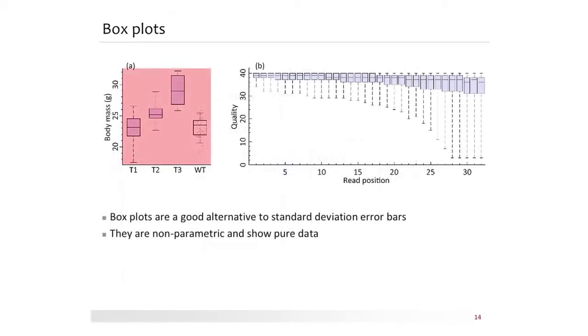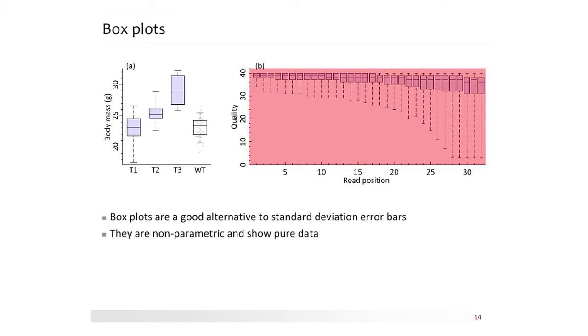And you can plot box plots this way, on a categorical axis like this. This is the body mass of your mice. Sometimes I add a little cloud of points, the original data points, so you can see where they are. They are randomized in the x direction, so they are scattered here, and they plot actual values of each data point. Sometimes it is useful. You can see this is sequencing quality of reads as a function of read position.